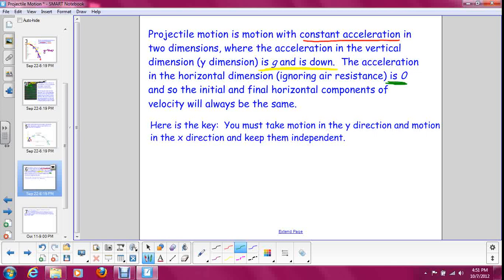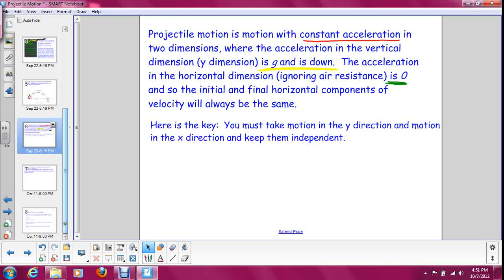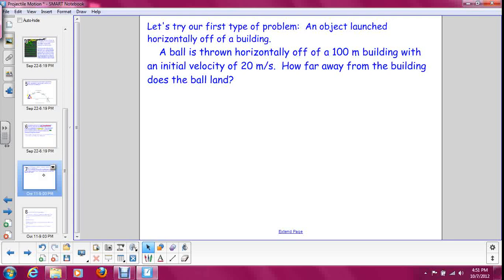So this is the key. Like I said before, you have to take the motion in the y and the motion in the x and keep them independent. You can't cross-mix them. It doesn't work. So let's try our first problem, and I'll show you what I mean by keeping them separate.